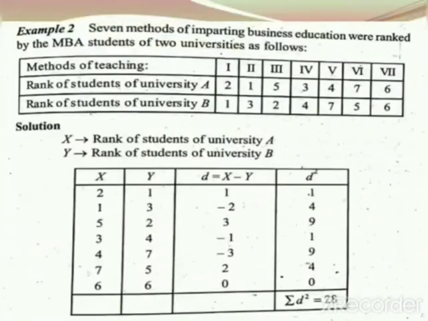So we are taking x as rank of students of University A and y as rank of students of University B. Let us construct a table. First column is x value, second column is y value. Then we have to find d, which is the difference of the given values. So d is equal to x minus y. So 2 minus 1 will be 1, 1 minus 3 will be minus 2, 5 minus 2 will be 3, 3 minus 4 will be minus 1, 4 minus 7 will be minus 3, 7 minus 5 will be 2, 6 minus 6 will be 0.